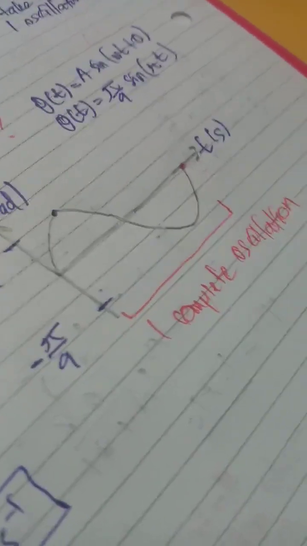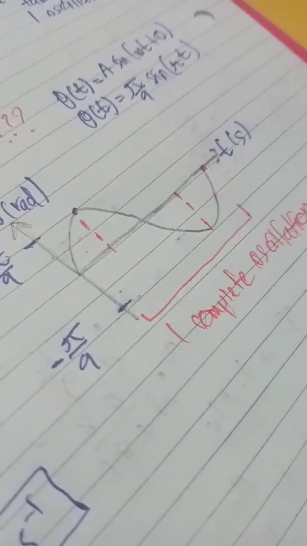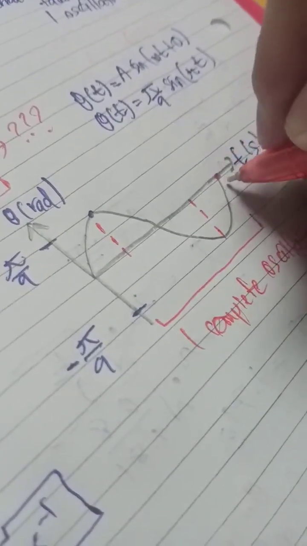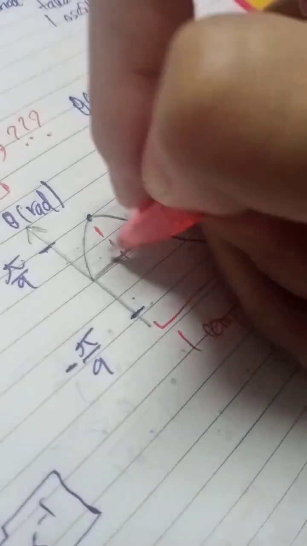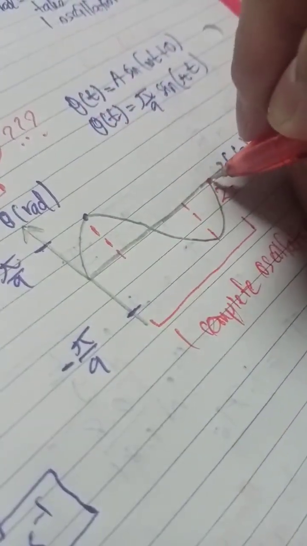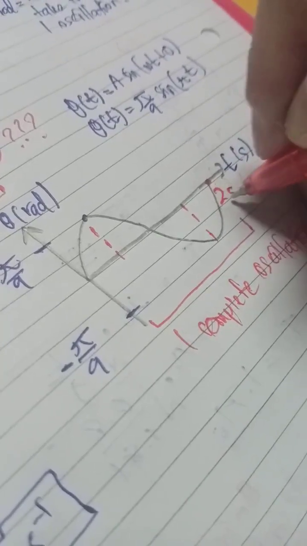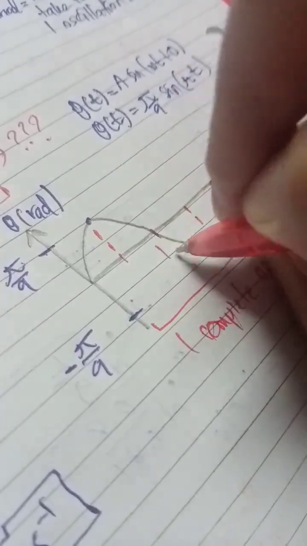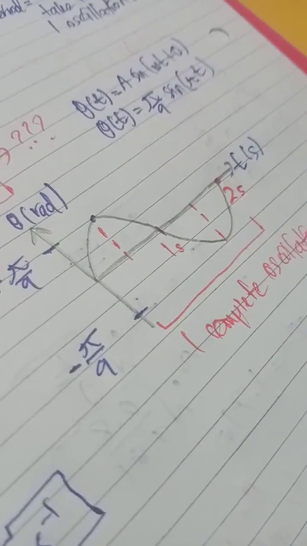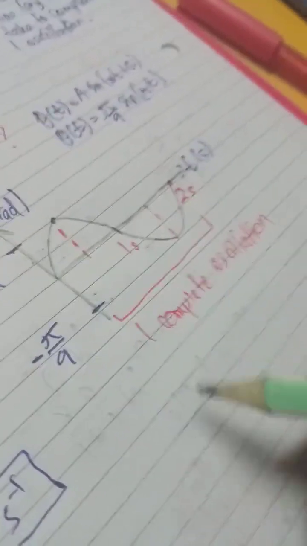Satu ayunan lengkap in Malay. Okay, so here we have here and here. So here is where the time is equal to 2 seconds, because this is how long it takes to complete one complete oscillation, which is t equal to 2 seconds here, and at the middle here is where it is 1 second.